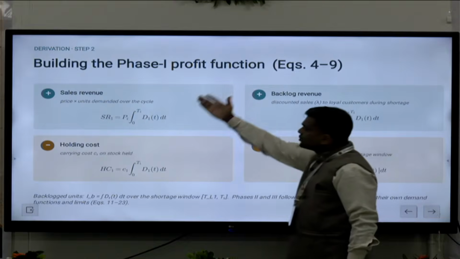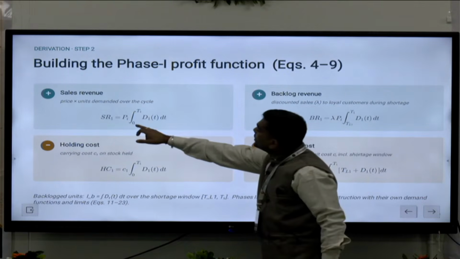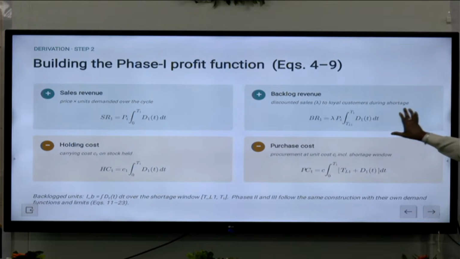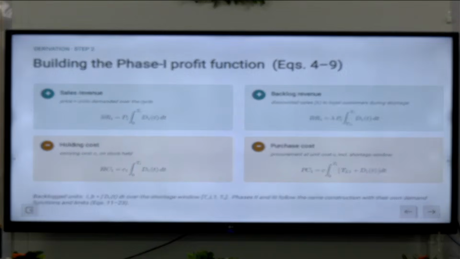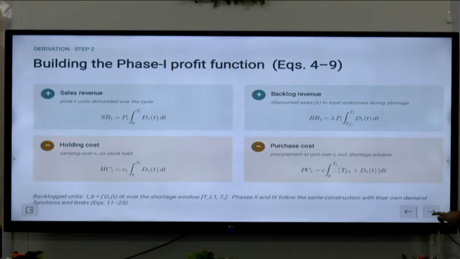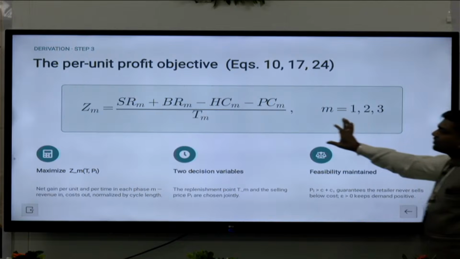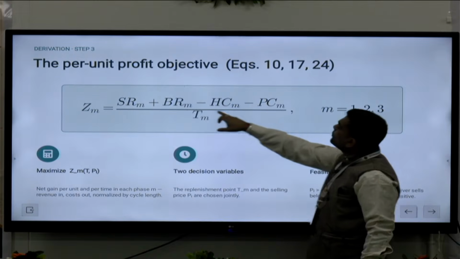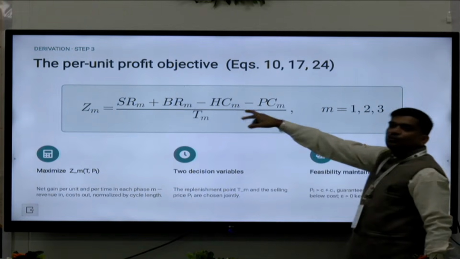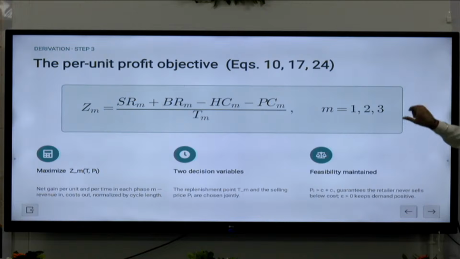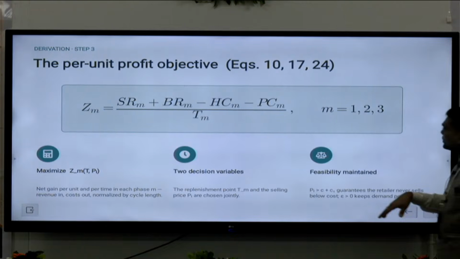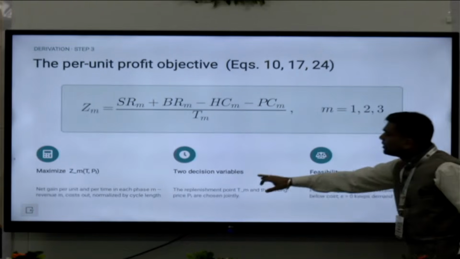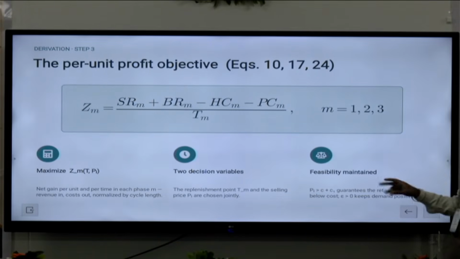This is a sales equation I put, that is the sales revenue. It starts from 0 to T1, and total demand, holding cost, backlog revenue, purchasing cost of the items we consider. This is the profit function: total sales revenue minus holding cost, plus the revenue we earn from additional sales during allowed shortage, partial backlog shortage. These are all the stages. We maximize the profit. There are two decision variables, price and time, and the others are variables.